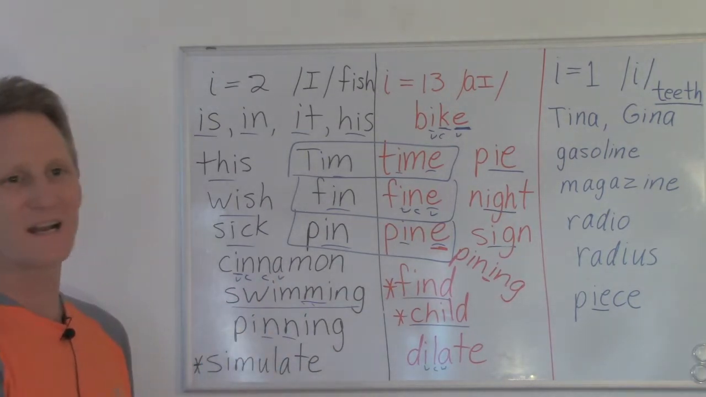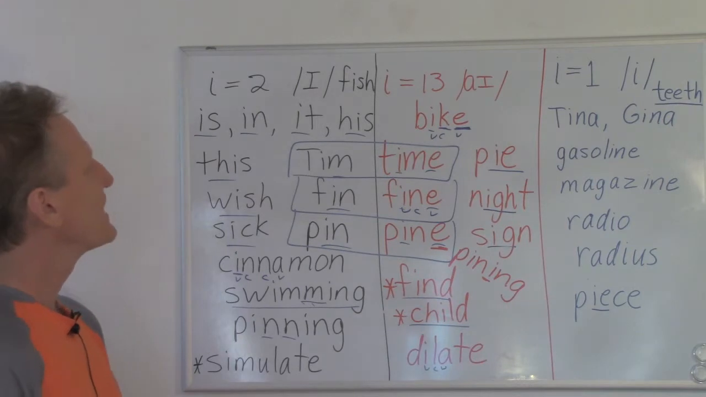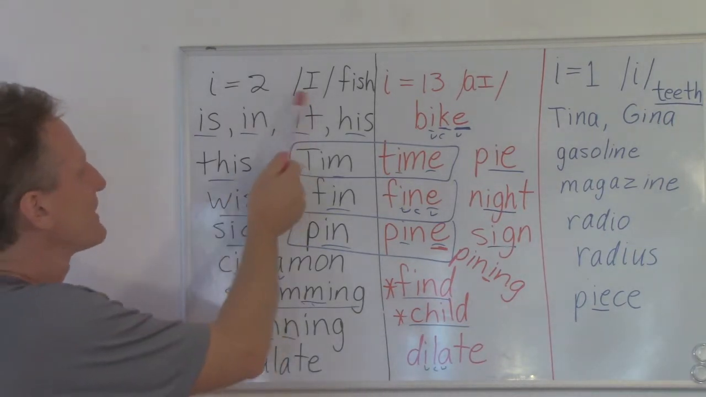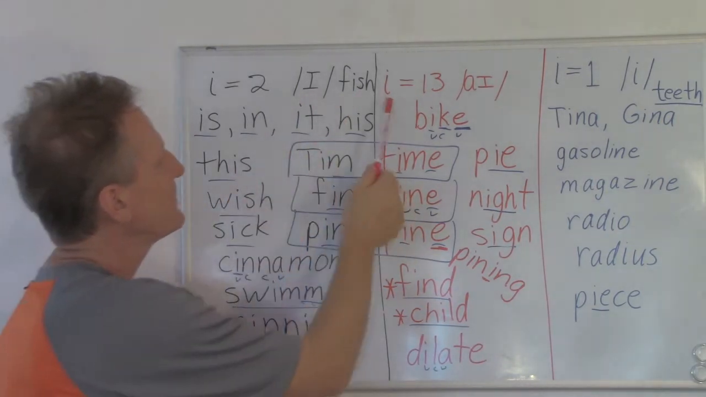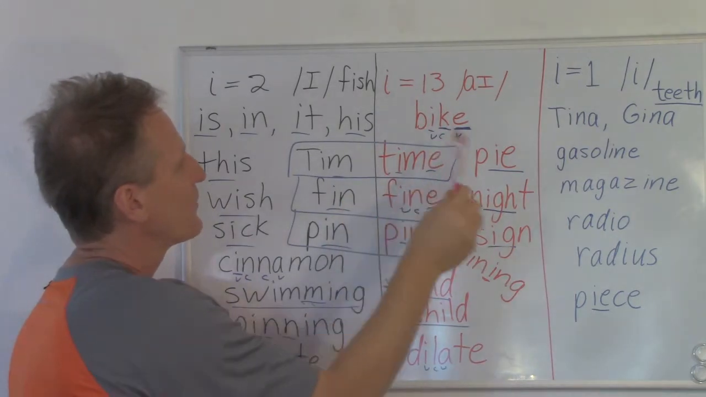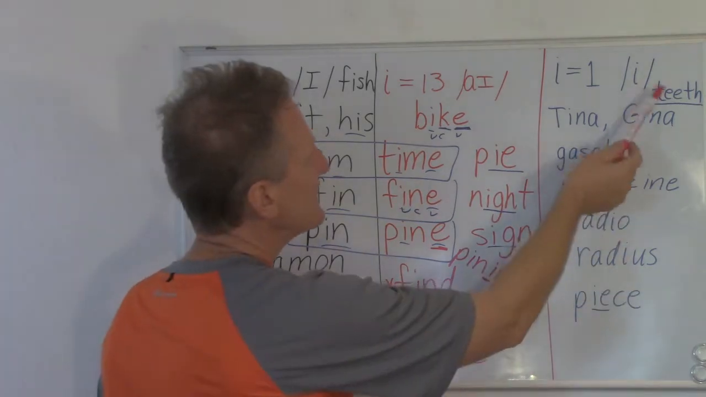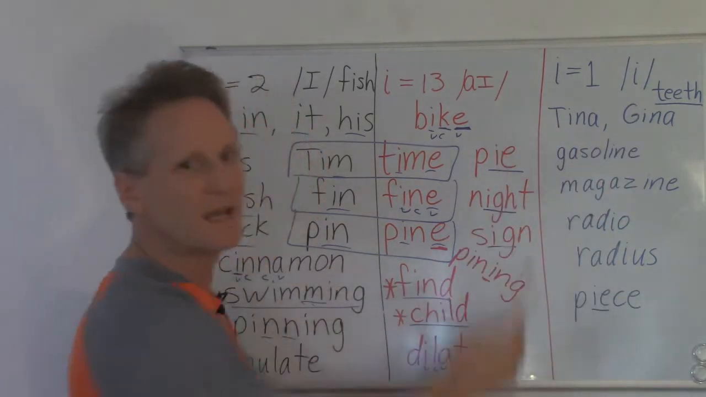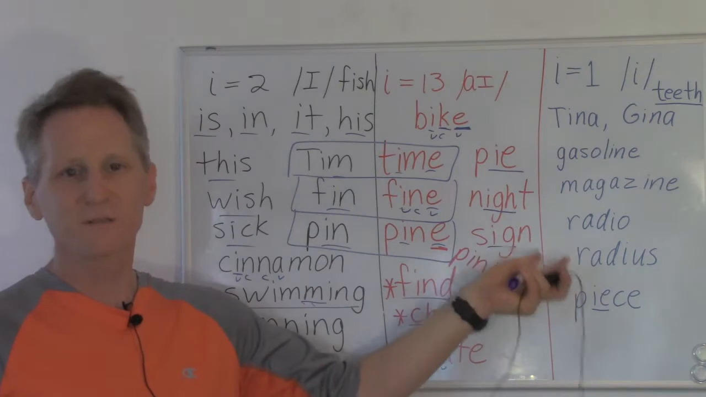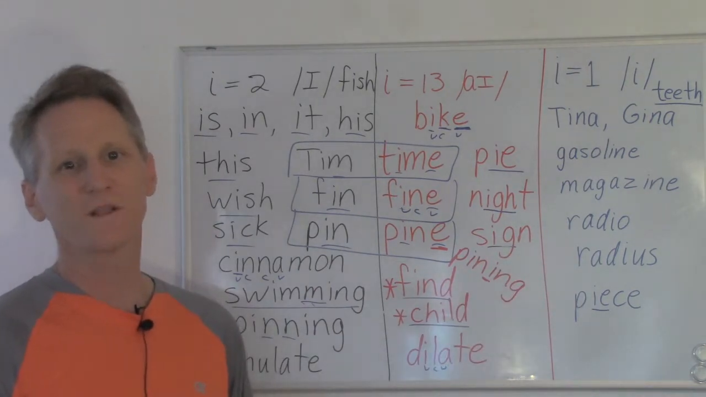So that's a quick explanation. Rewind the video, look at it again, but that's it. The letter I is going to be I, as in fish. It will be I, as in bike, with the certain situations I've explained. Or it will be E, as in Gina, gasoline, magazine, in a small minority of words with the letter I.